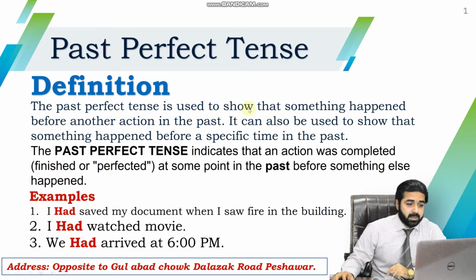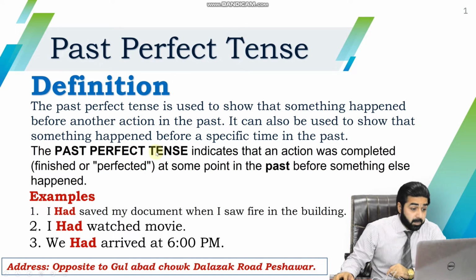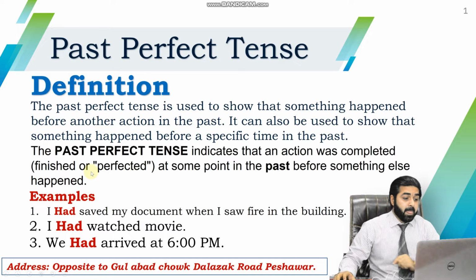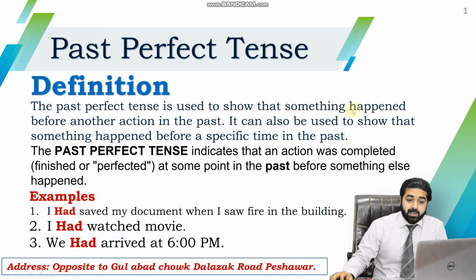The past perfect tense is used to show that something happened before another action in the past. It can also be used to show that something happened before a specific time in the past. The past perfect tense indicates that an action was completed, finished or perfected at some point in the past before something else happened. Okay जी, तो सबसे पहले जो लाइन है, the past perfect tense is used to show an action, something happened before another action in the past.